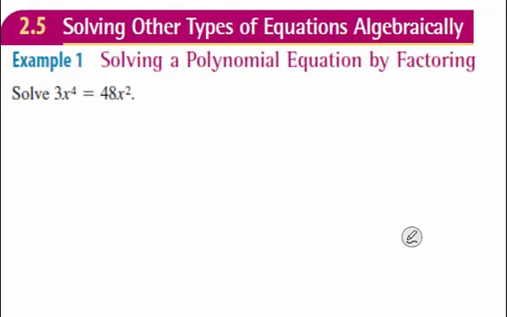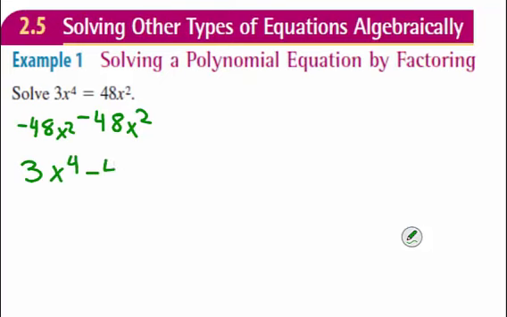Alright, so in today's lesson we're going to be talking about how we can solve different types of polynomials. So notice this one we got to the fourth power, so we're going to try to factor it by getting everything to one side. And once we do that, we are going to factor out what they have in common. So notice we have a 3x squared in common, so we're going to factor that out, and we're left with x squared minus 16.